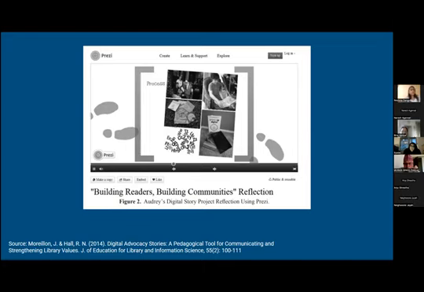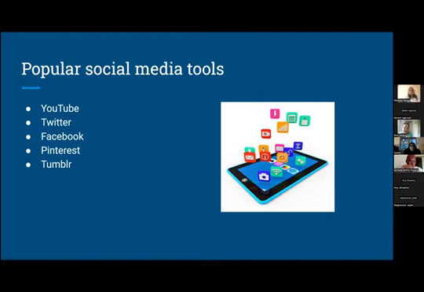Next, I'm going to talk about the popular social media tools. Obviously, these are just the common tools, but there are lots of social media applications and tools which you can definitely use for library advocacy. For example, YouTube, Twitter, Facebook, Pinterest, and Tumblr. I'm going to share in the next slide, as a case study, how we can use Twitter as an advocacy tool. So I'm going to share how we can successfully use Twitter as an advocacy tool.